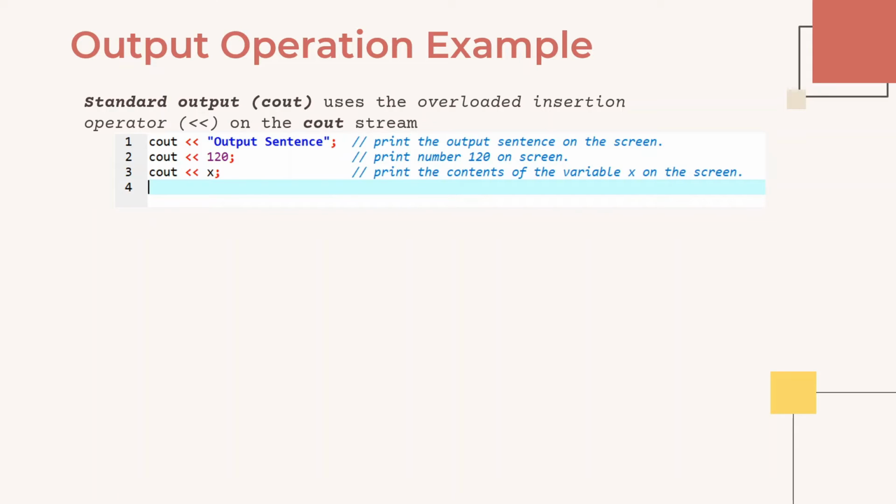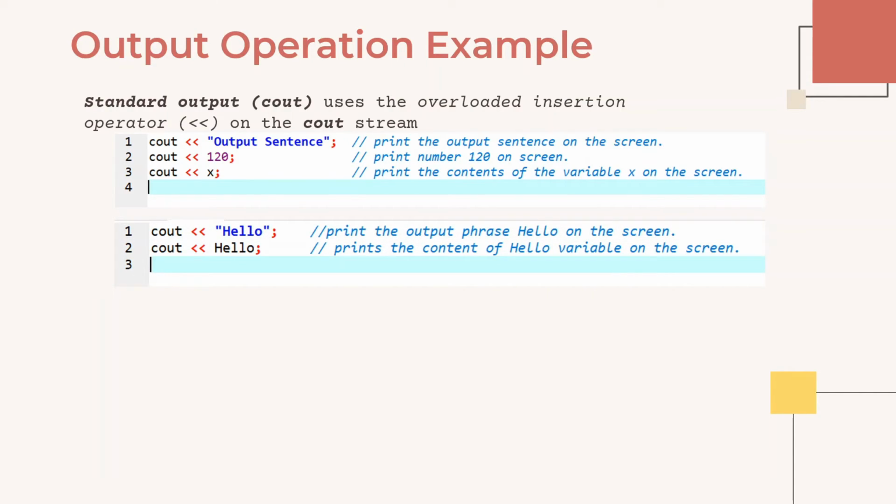Note that in order to print data as a string, it must be enclosed in double quotes so that it can be distinguished from a variable. This is the example. The first line will print the phrase hello on the screen, and the second prints the content of the hello variable on the screen.